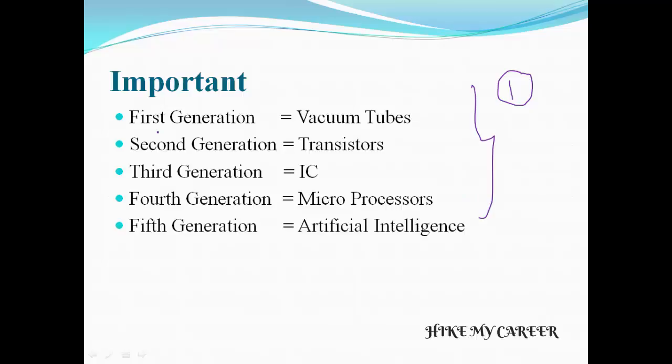So first generation component is vacuum tubes. Friends, please note the component of the computers. First generation is vacuum tubes. Second generation is transistors. Third generation component is IC, integrated circuit. Fourth generation component is microprocessor. Fifth generation component is artificial intelligence. So this is very important. Friends, please note the component of each generation of computer.